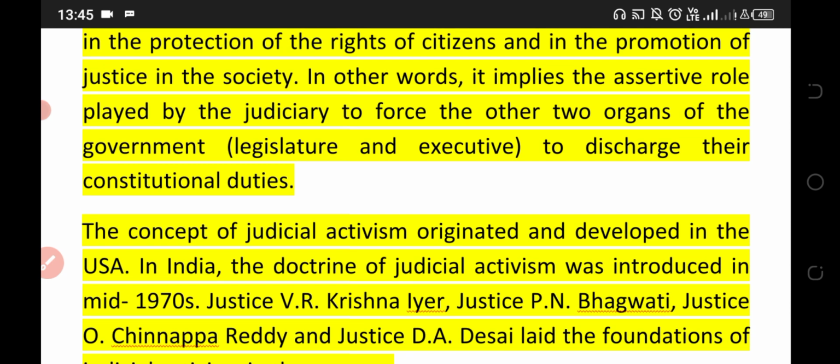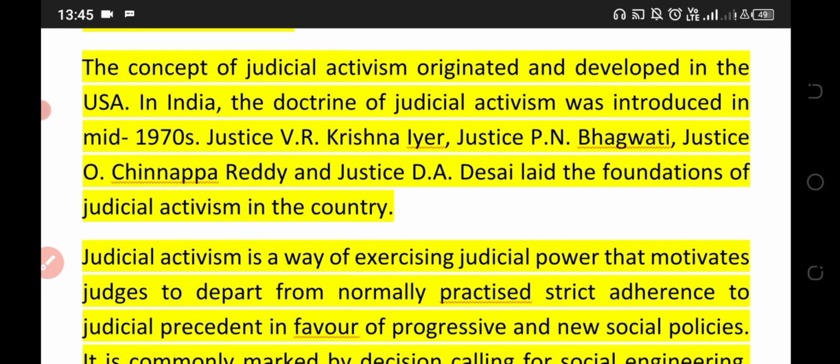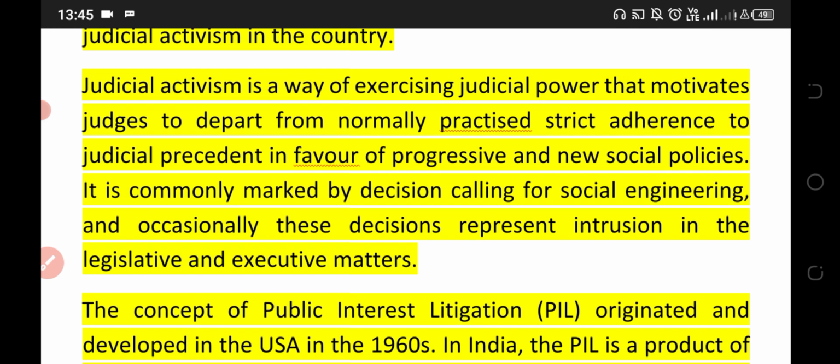In other words, it implies the assertive role played by the judiciary to force the other two organs of the government, the legislature and the executive, to discharge their constitutional duties. The concept of judicial activism originated and developed in the USA. In India, the doctrine of judicial activism was introduced in the mid-1970s. Justice V.R. Krishna Iyer, Justice P.N. Bhagwati, Justice O. Chinnappa Reddy, and Justice D.A. Desai laid the foundation of judicial activism in the country.